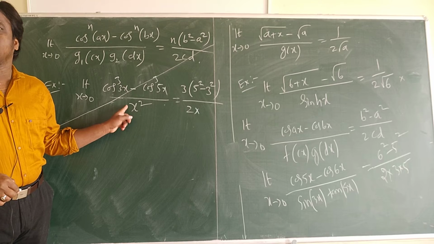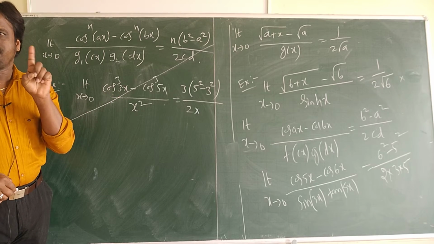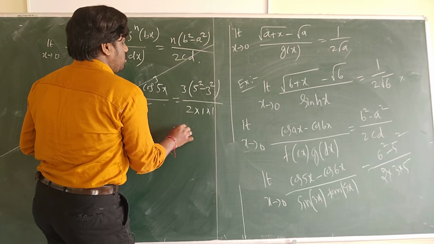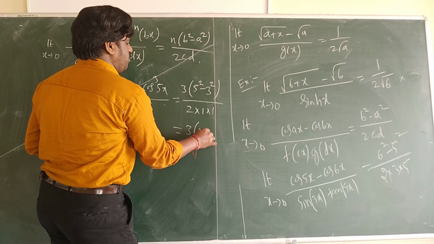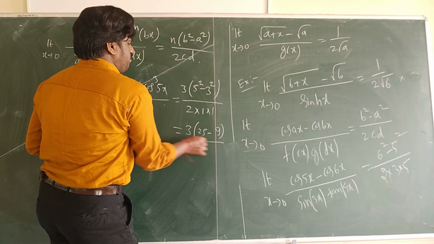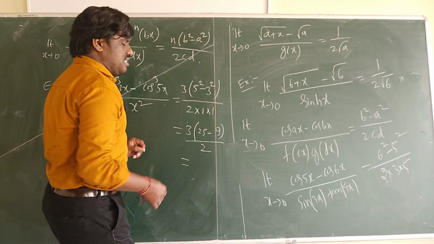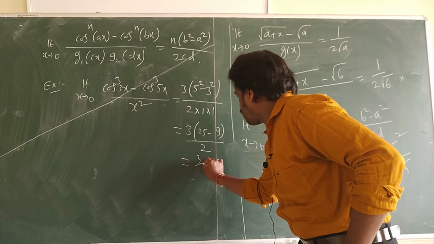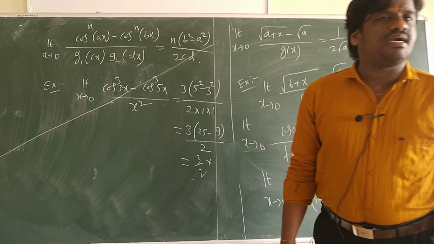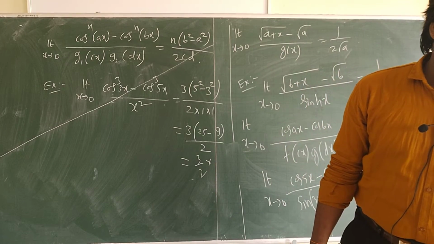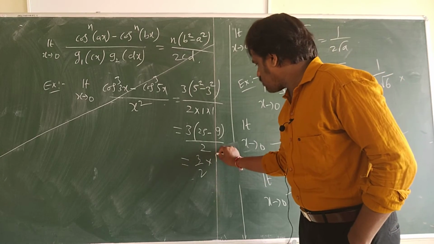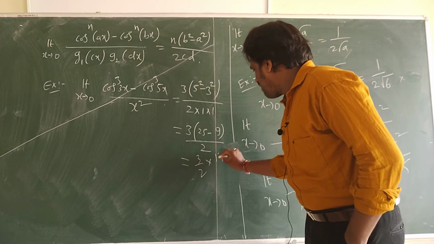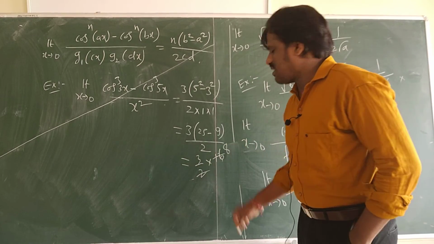X is there, which means there is no C and no D. It means C is 1 and D is 1. So into 1 into 1. So 3 into 5 square is 25, 3 square is 9, divided by 2 ones are 2. So the answer you will get if you simplify. It means 3 by 2 into 25 minus 9, that is 16. 8 times cancel, 8 threes are 24 is the answer.